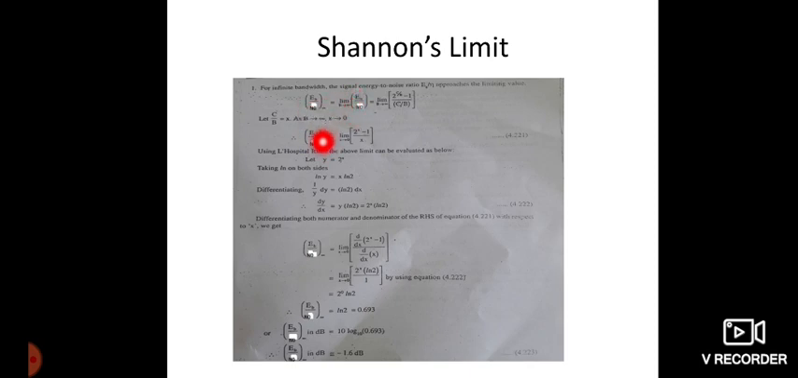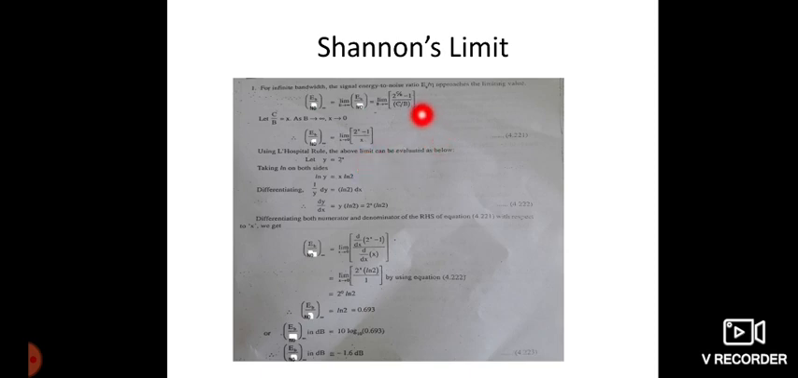For that, Eb by N0 equals the limit as B tends to infinity of Eb by N0, that is the limit as B tends to infinity of (2 raised to C by B minus 1) divided by C by B. That is, with infinite bandwidth, the signal to noise ratio Eb by N0 approximates to this value. Here we take C by B equal to x. Then Eb by N0 can be written as (2 raised to x minus 1) by x, and when B tends to infinity, we know that x tends to 0. So the limit as x tends to 0 of (2 raised to x minus 1) by x.